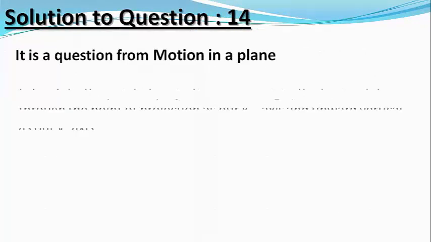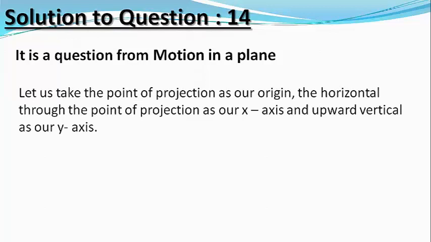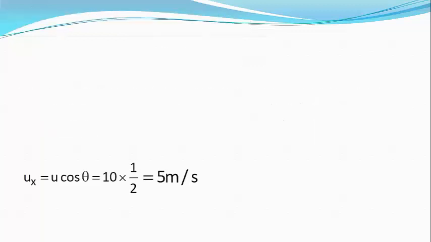Let us take the point of projection as our origin and the horizontal through the point of projection as our x-axis and upward vertical through the point of projection as our y-axis. Then u cos theta equals 10 into 1 by 2 equals 5 meter per second and uy equals u sine of 60 degrees equals 5 root 3 meters per second.